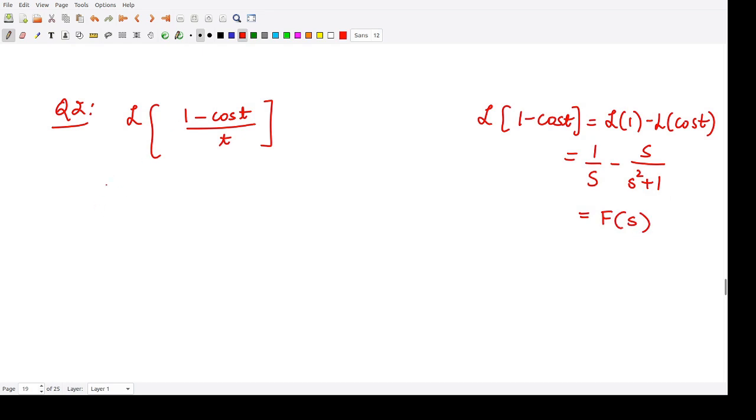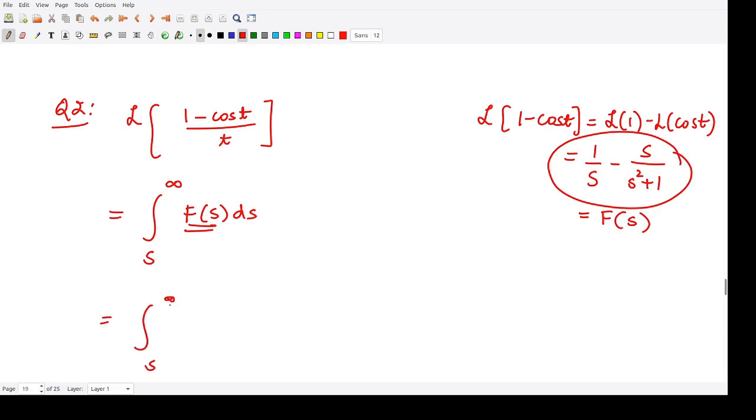Now in order to calculate the Laplace transform of 1 minus cos t divided by t, we'll perform the integration from s to infinity of the function F of s ds. And what is F of s? F of s is this quantity. So let us substitute it here. It would be 1 by s minus s upon s square plus 1 into ds.